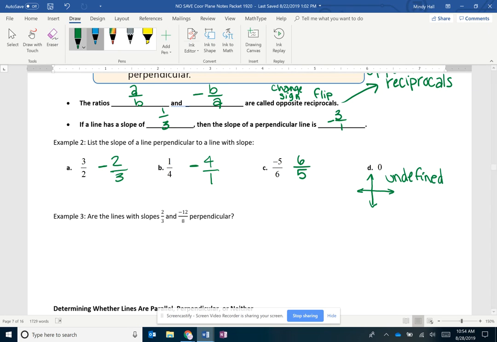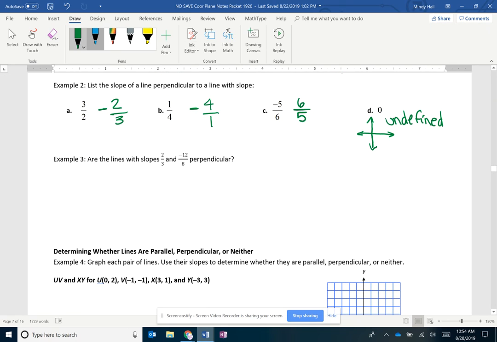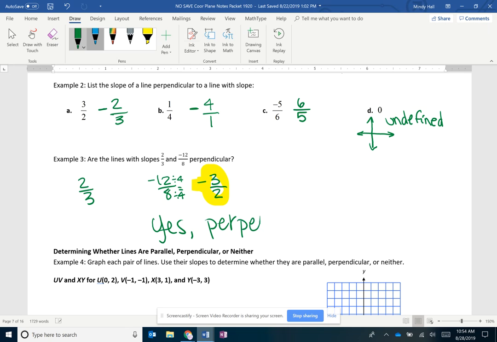Okay? So are lines with slopes 2/3 and -12/8 perpendicular? It may seem like it's not, but if we simplify -12/8 and divide them both by 4, that becomes -3/2. And you notice the sign has changed, and the fraction is flipped. So these are indeed perpendicular. And our symbol for perpendicular looks like an upside down T.